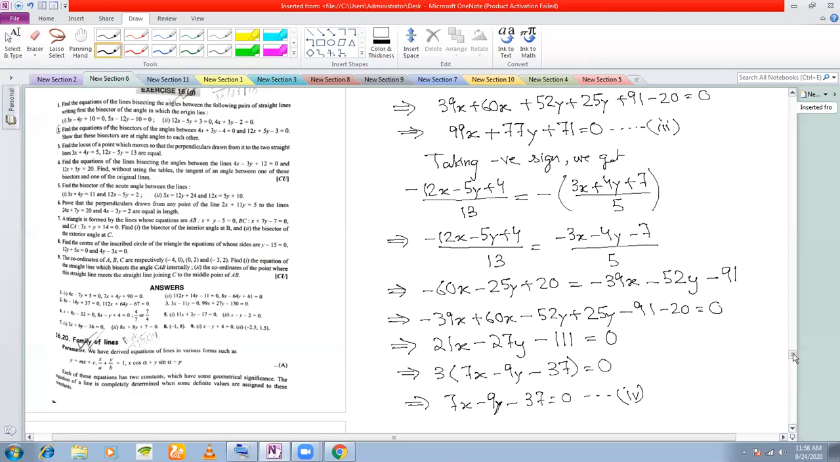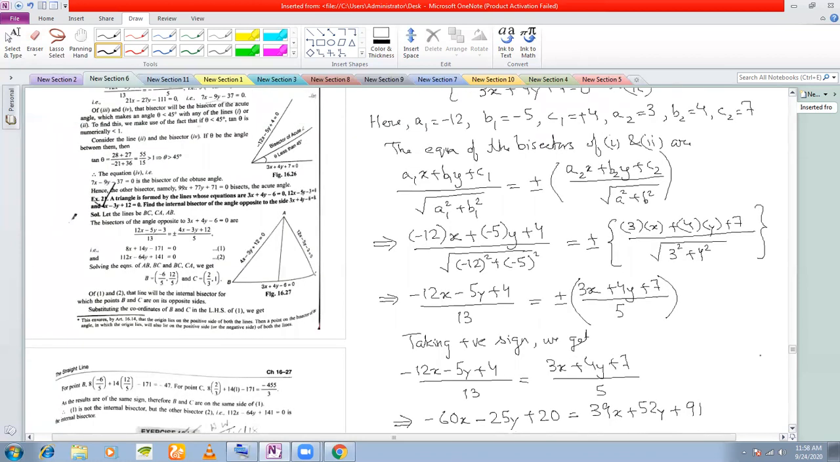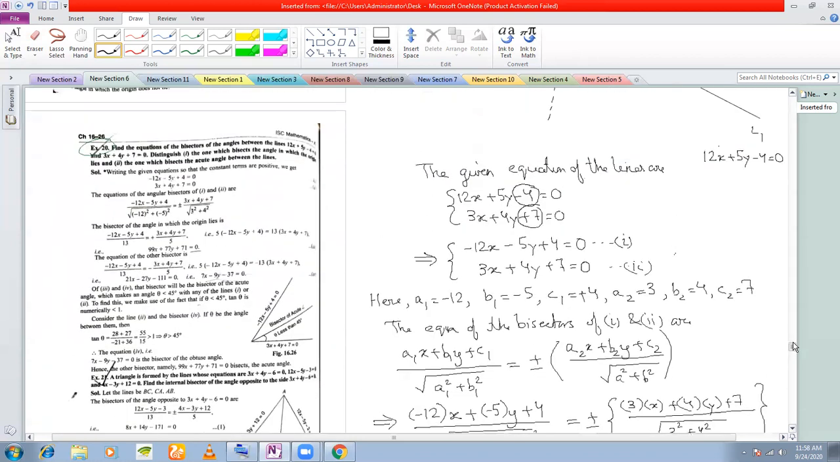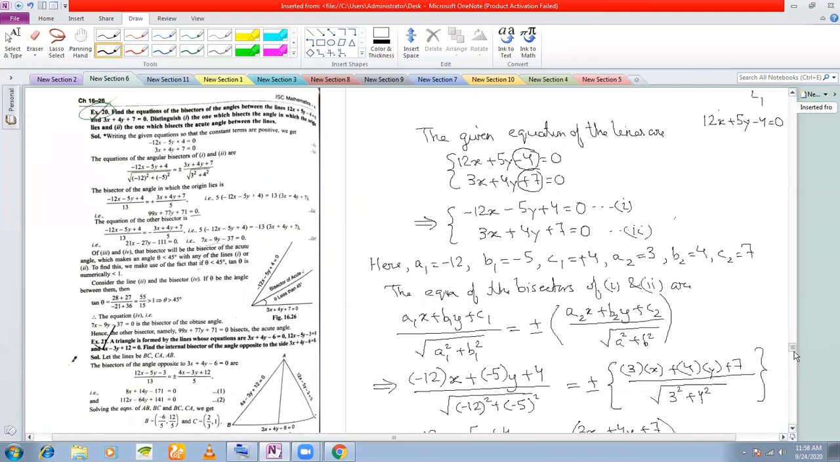Okay. Now in this question, if you see, they have not only asked the equation of the bisectors. The second question is to distinguish the one which bisects the angle in which the origin lies. One which bisects the angle in which the origin lies.